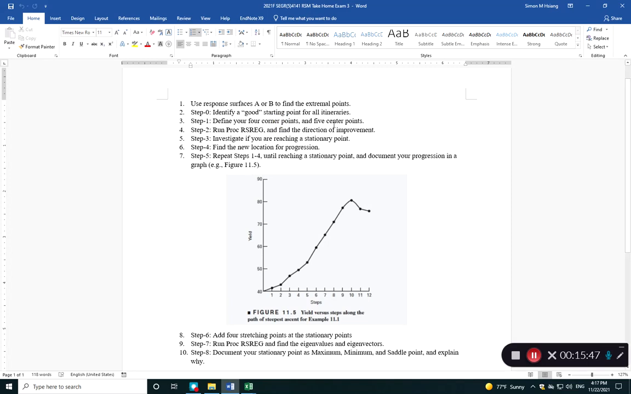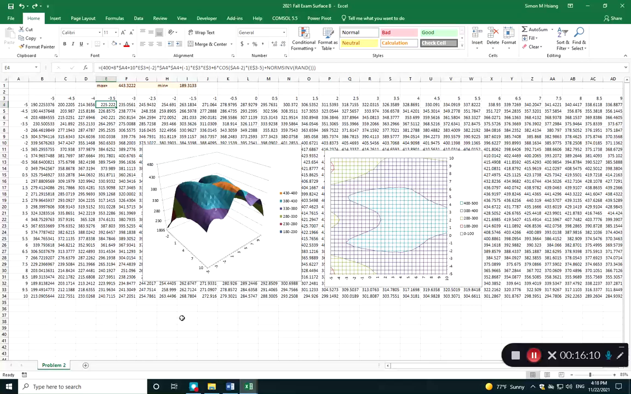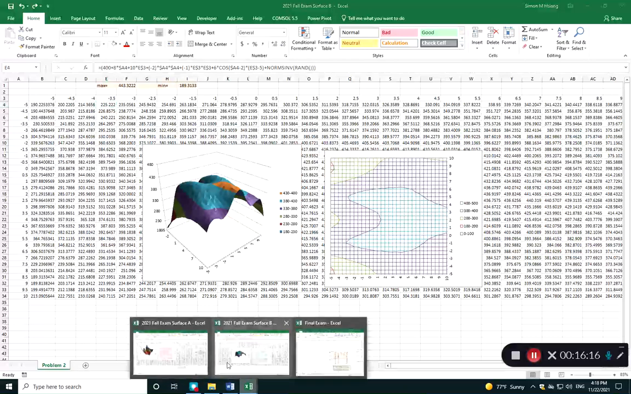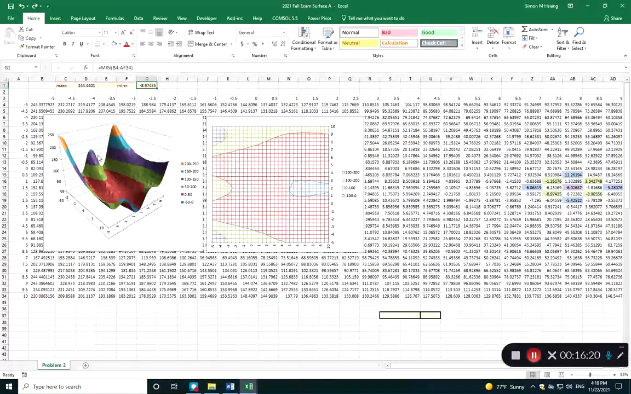And define your 4 corner and 5 center point, or just collect. Okay? And run RSREG, find the directions of improvement. Okay? Investigate if you're reaching a stationary point. Okay? And then find a new location for the progressions. Here is one thing possible, okay? Once you find the peak, and then you say that I don't think this is the right peak.